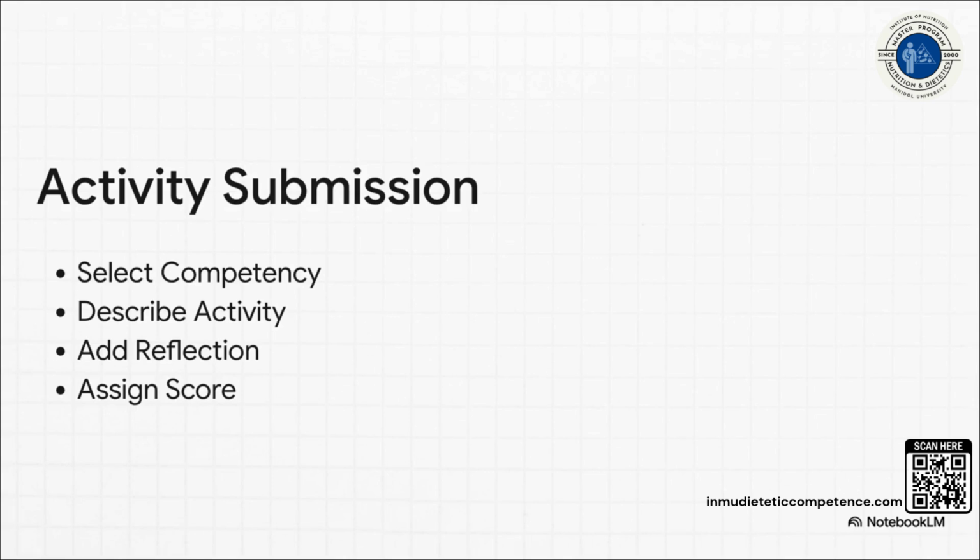But, as the manual clearly dictates, you've got to manually tackle 4 specific steps before you can actually submit an activity. First up, you have to select the relevant competency from the menu that matches what you did. Second, write a clear description of the activity performed. Third, and this is key, add your reflection. Detail the actual learning you gained. And fourth, assign yourself a self-evaluation score.